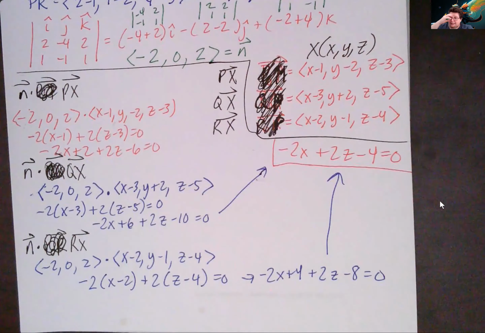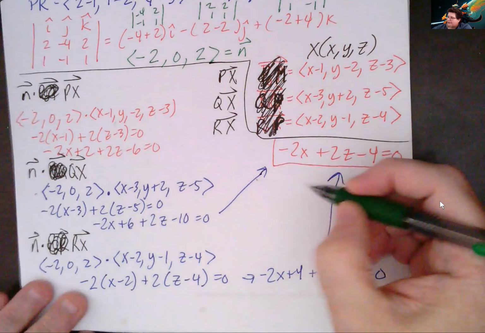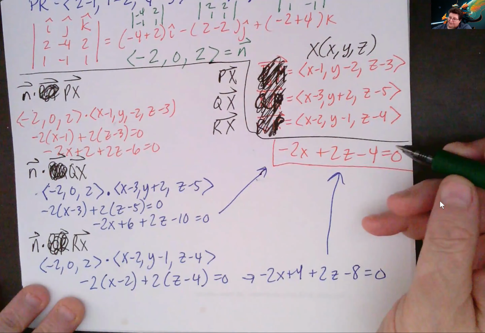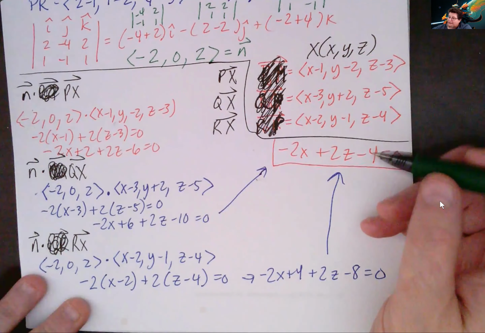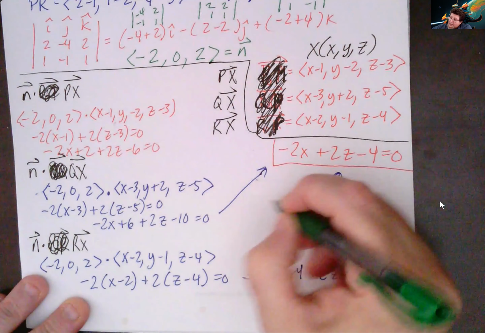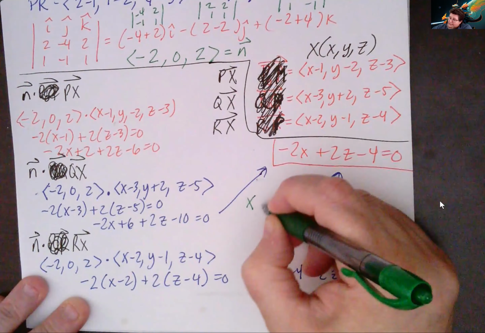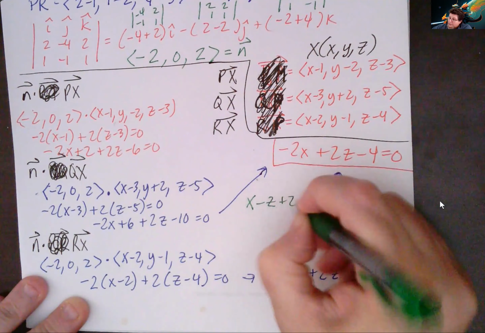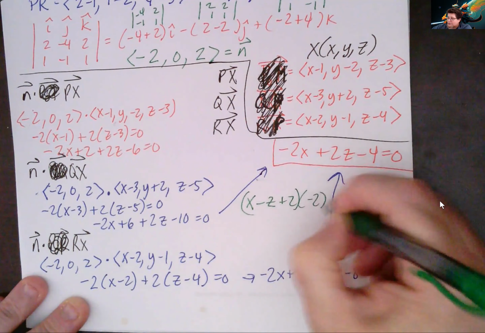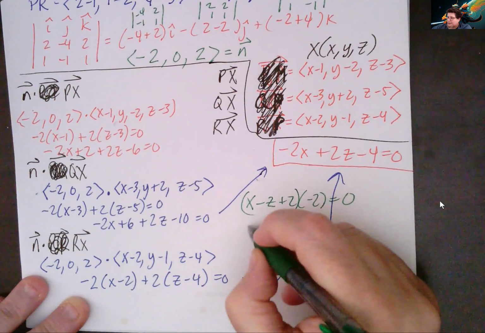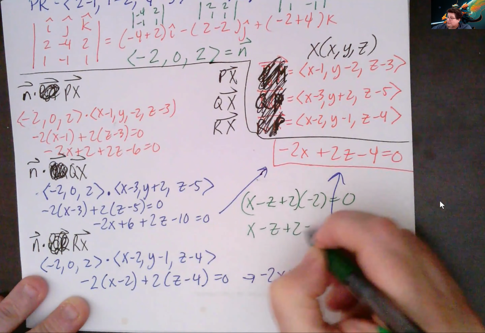And I got one more thing I want to go over. We're going to use this very same plane. Someone's asking if you can factor out the 2, which you can. I prefer having X being positive, so I would probably factor out a -2. I would say X minus Z plus 2 times -2 equals 0. And then we're just left with X minus Z plus 2 equals 0.